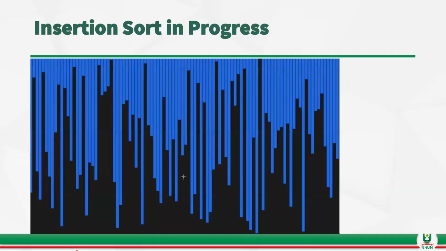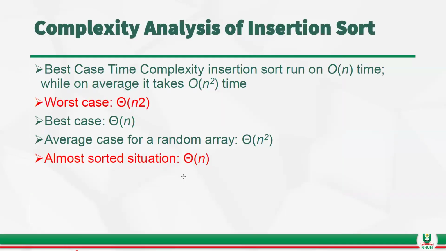I wanted to show you how this also works. I showed you how merge sort works last week, a visual of the algorithm. Do you know why insertion sort's best case scenario is n? Does anybody know why?